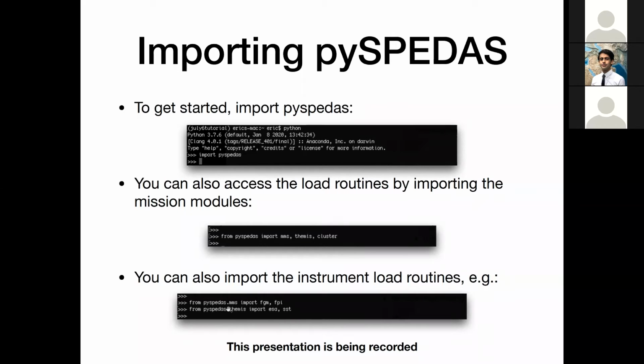Although this probably isn't the best way of going about it, since themis also has an fgm function, you're going to get your namespaces mixed up here. So the preferred way is probably just to call pyspedas.mission.instrument, which most of the examples will show.